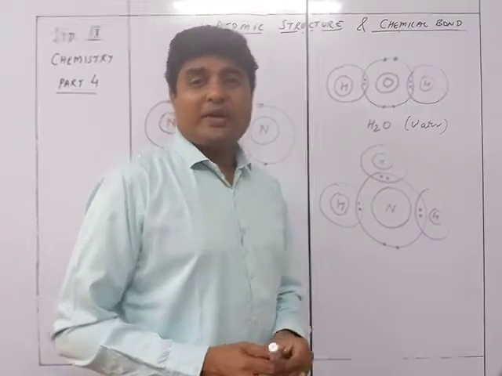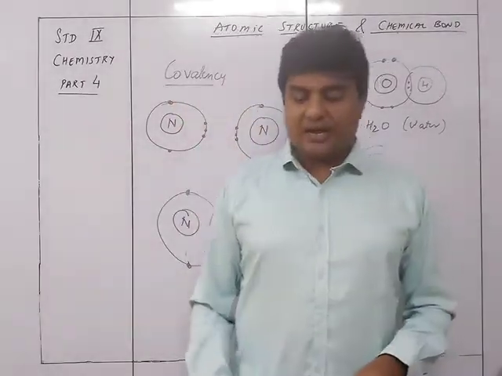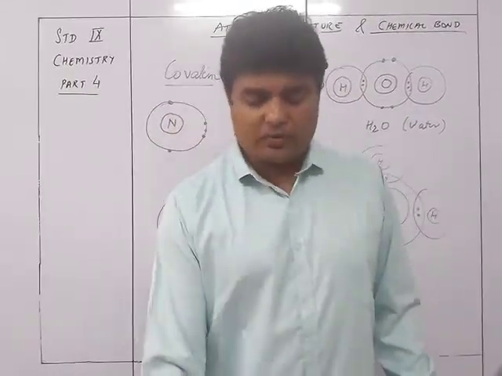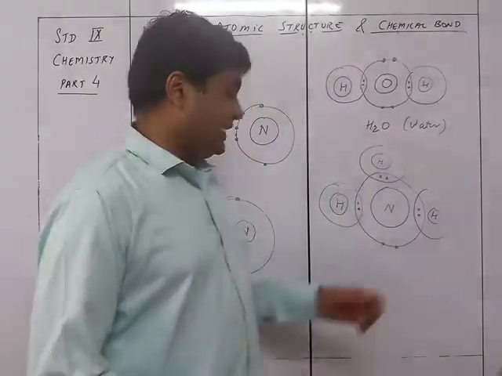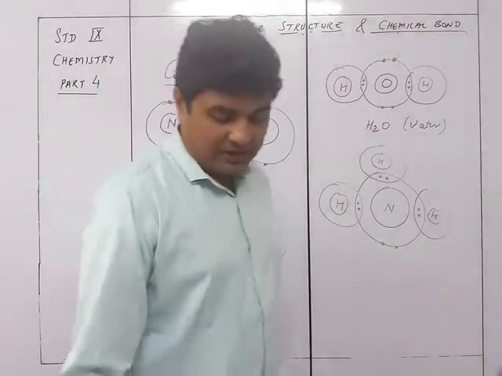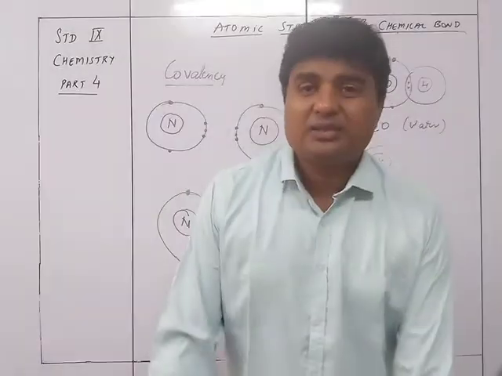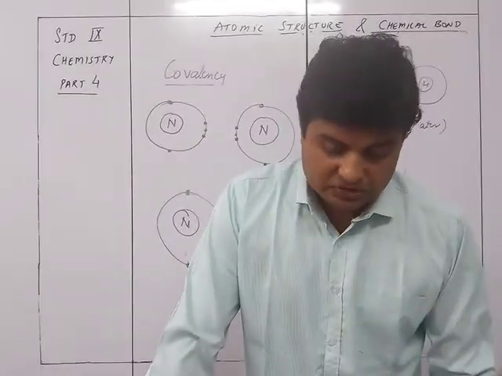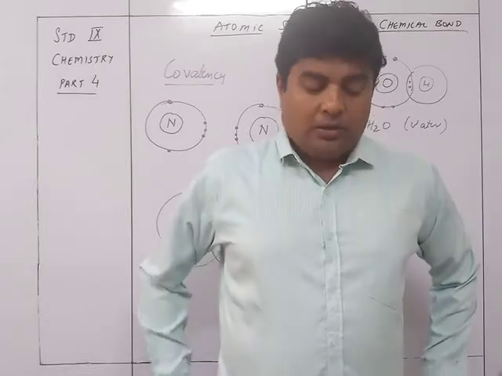So accordingly, you can see that the atoms are attaining their stable electronic configuration by sharing of electrons. By sharing electrons, the atoms are attaining the stability of the nearest noble gas.